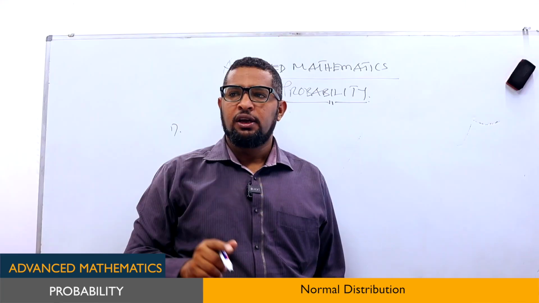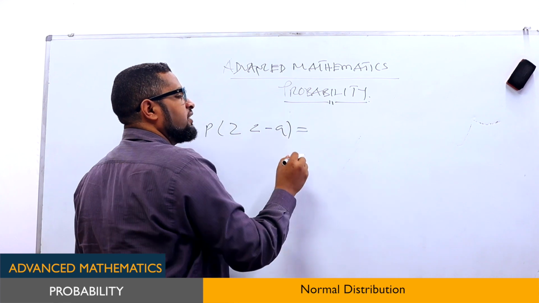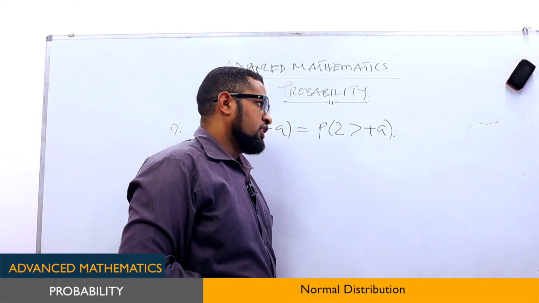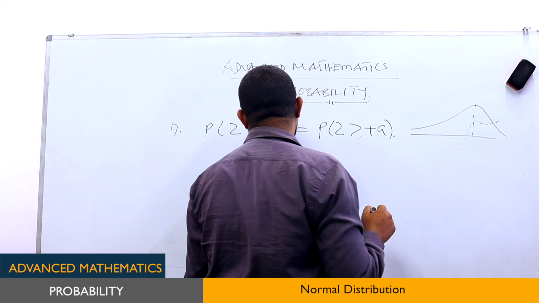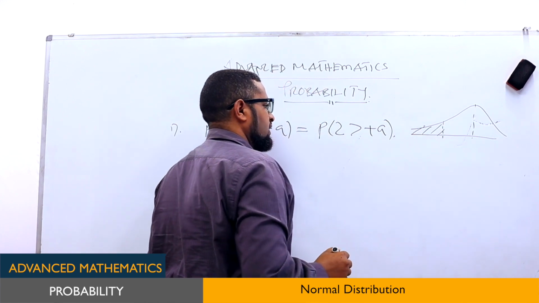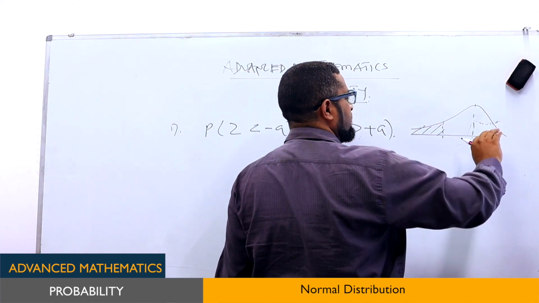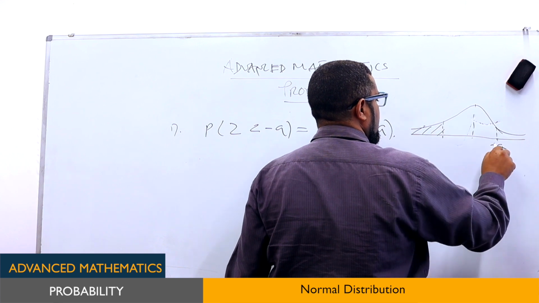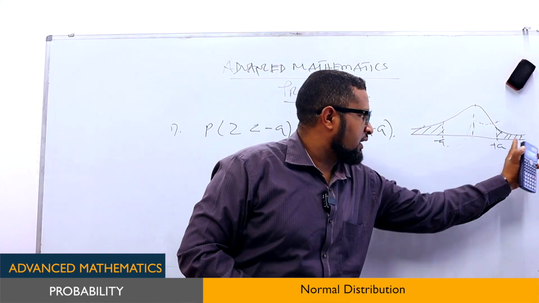Let's see condition number 1. If the probability of Z is less than negative A, this is the same as writing the probability of Z greater than positive A. So if you draw the curve, when we say negative, it means this area. So it is the same as finding the probability of Z greater than positive A, which means that part. So it is the same as finding the probability from that toward that area.